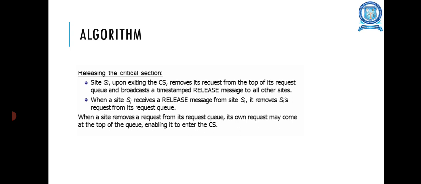The next step is releasing the critical section. After executing the request, the site, upon exiting the CS, removes its request from the top of its request queue and broadcasts a timestamped release message to all the sites. When a site Sj receives a release message from site Si, it removes Si's request from its request queue. When a site removes a request from its queue, its own request may come to the top of the queue, enabling it to enter the critical section.